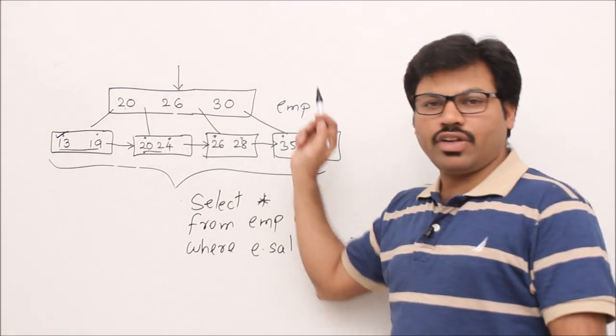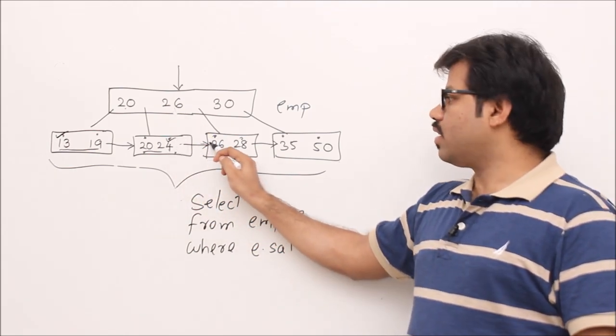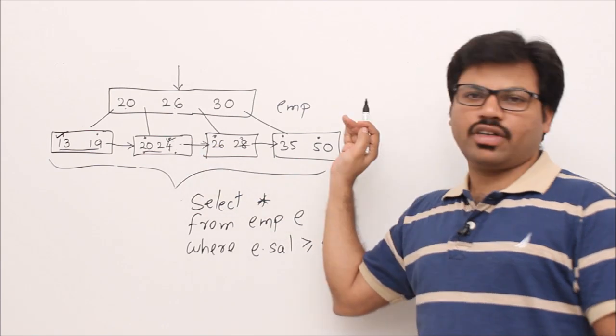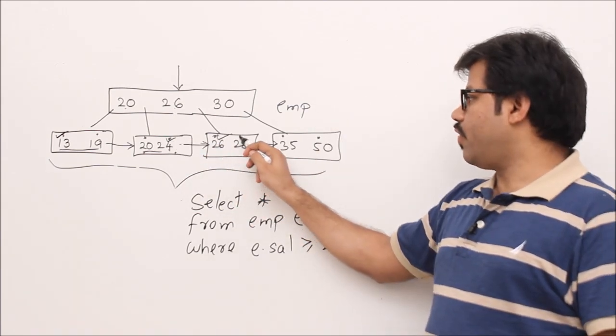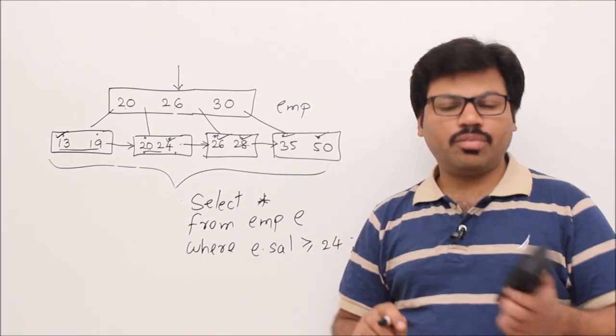Simply first search for 24, you get here, right? You take this record and simply take this right pointer, I mean the next pointer. You come here and fetch it, fetch it, fetch it, fetch it. That's it. You are fetching all the records. You never miss any record.